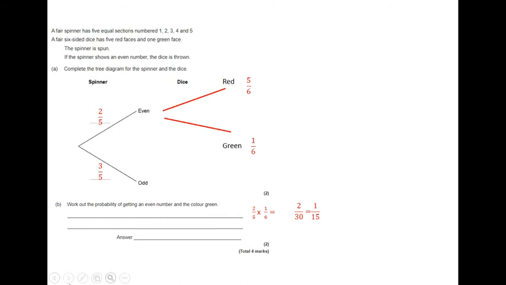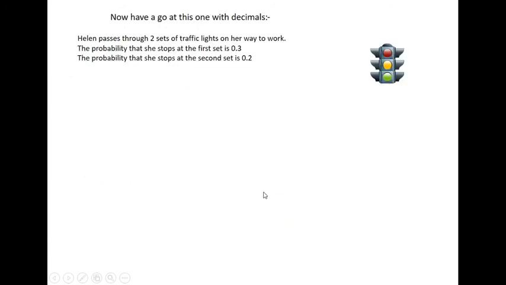And you want the probability of getting an even number and the colour green. So even and then green. So it's 2/5 times a sixth, which gives you 2 over 30. That was quite a tricky question.